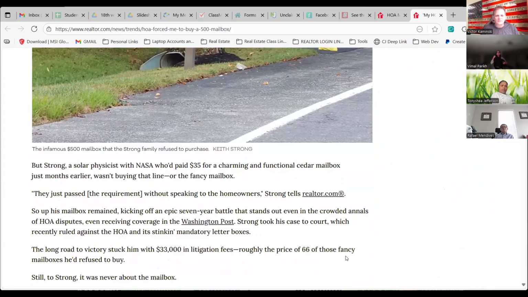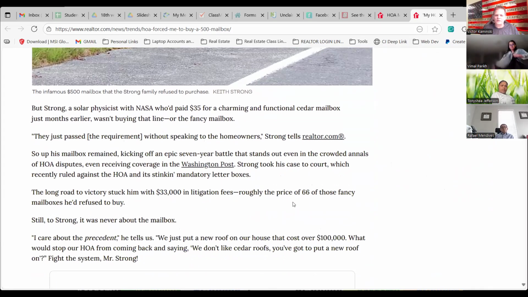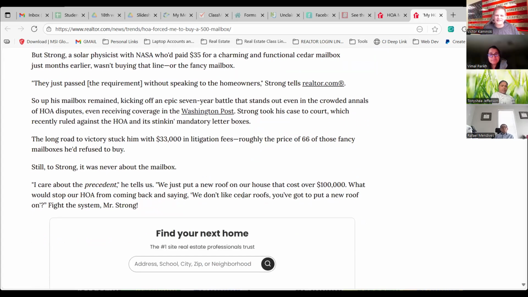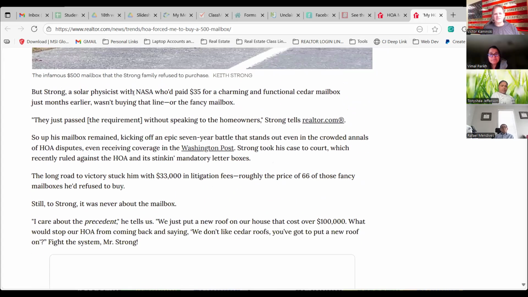Wow. So he fought in court for 7 years, paying $33,000 in legal fees to fight being required to pay $500 for a mailbox. He paid $33,000 in legal fees and eventually won. He did it on principle. The guy was a physicist with NASA, so I guess he had the money, but he fought this on principle.